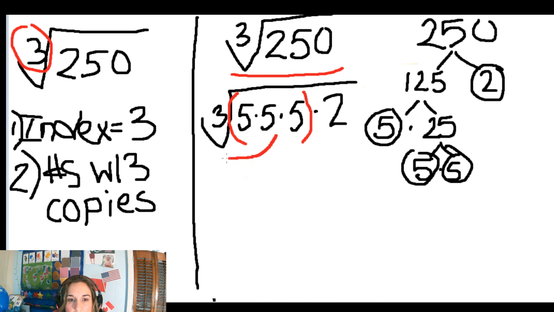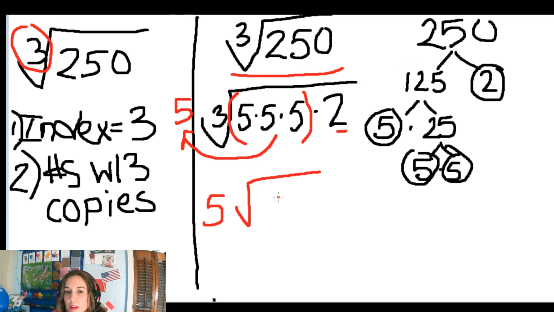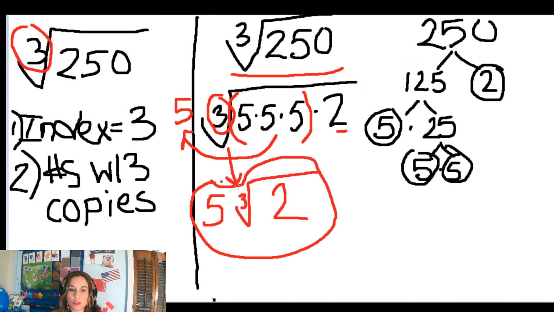Remember, 3 copies on the inside translates to just 1 copy on the outside. So this leaves me with 5 on the outside. And then I have my lonely 2. I don't have 2 more 2's, so I can't pull it out, so it's got to stay underneath my radical. And I cannot forget my index. So my final answer is 5 times the cube root of 2, or 5 cube roots of 2, however you want to say it.